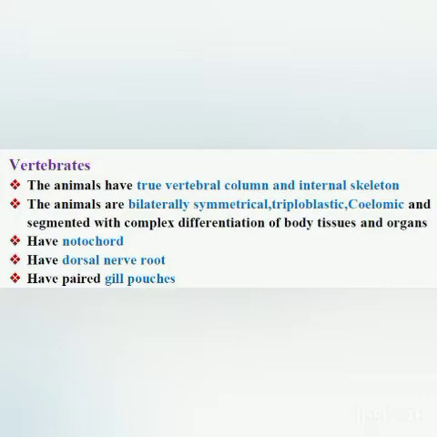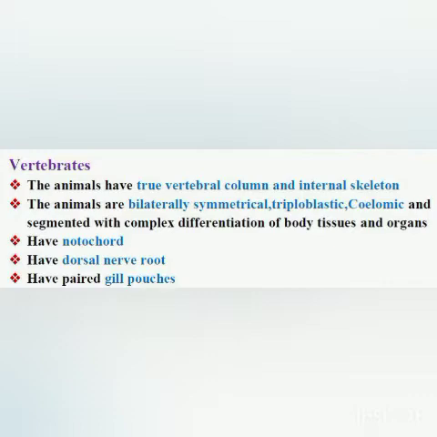So they have a true body cavity, they are coelomic, and they have a complex differentiation of body tissues and organs. So here the tissues are complex, and because of the formation of different types of tissues, organs can be formed. They have notochord, dorsal nerve root and paired gill pouches. Notochord is nothing but a rod which runs along the entire back of the body. Dorsal nerve root means the spinal cord, it shows the presence of spinal cord.